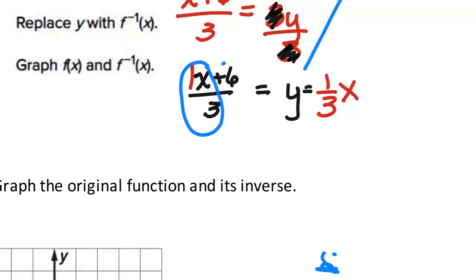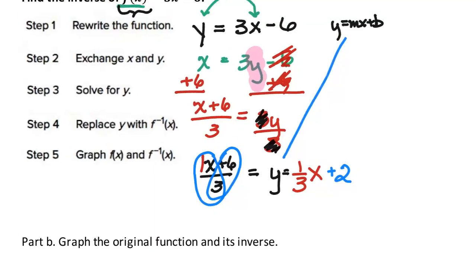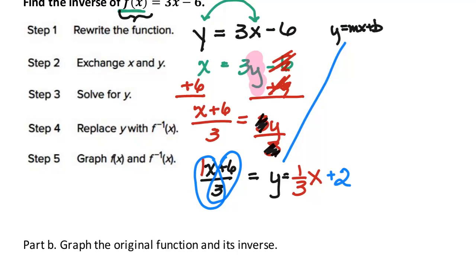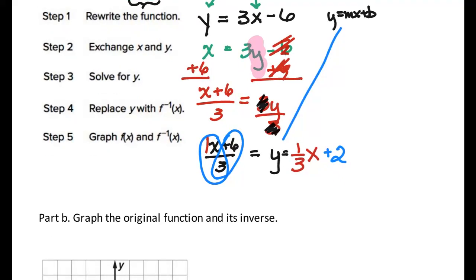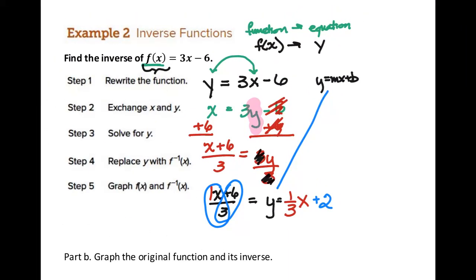Then the second one says positive 6 divided by 3. 6 divided by 3 is going to be plus 2. So now it's in that y equals mx plus b form. But, okay, we need to replace y with the inverse of f of x. Because remember, we wanted the inverse of that function of f.